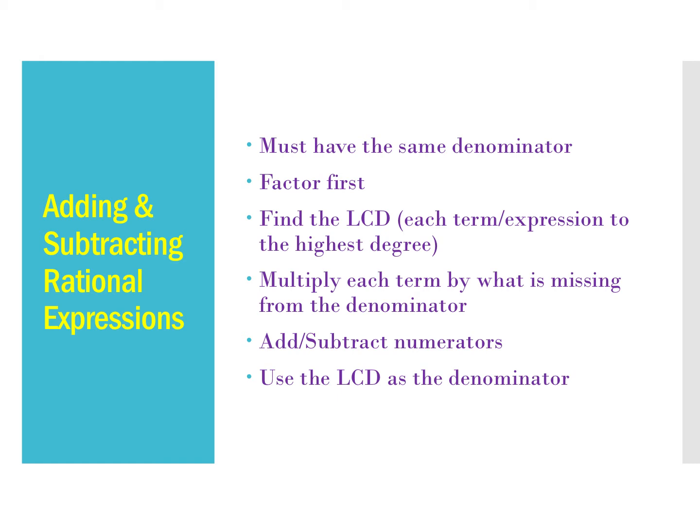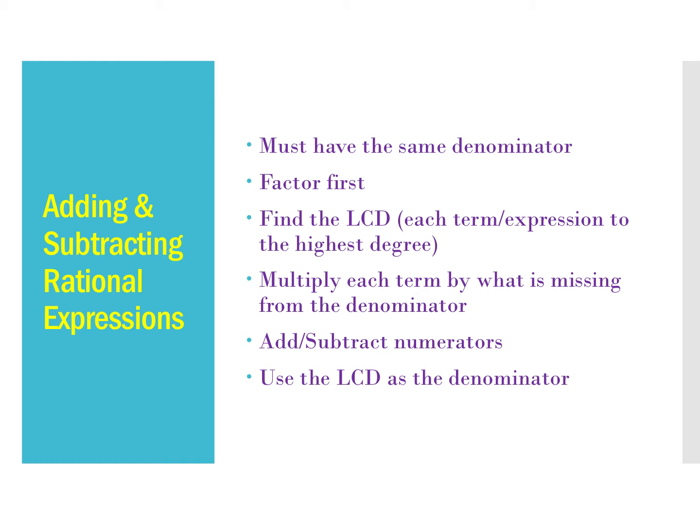So if you remember back to 4th grade when you learned how to add and subtract fractions, remember fractions must have the same denominator in order to add them. Just like we did with the multiplication and division, you must factor everything first, or at least factor the denominator. Then you're going to find the least common denominator, the LCD, of each term for the expression to the highest degree. And we're going to see what this means in a minute.